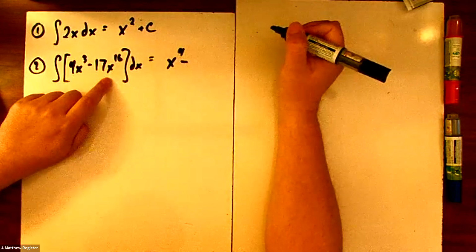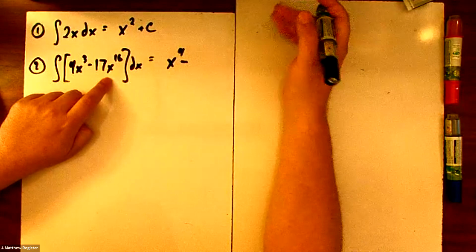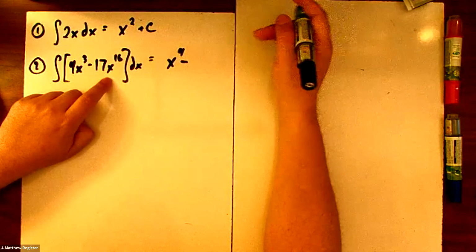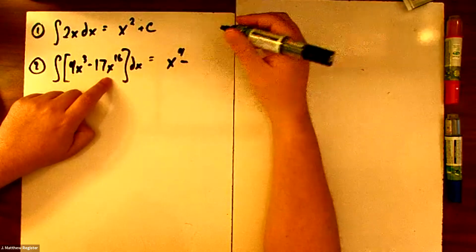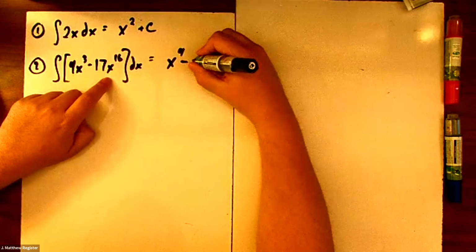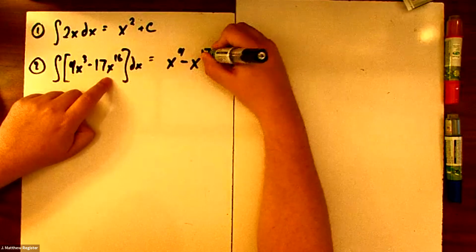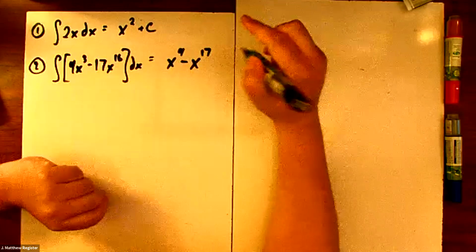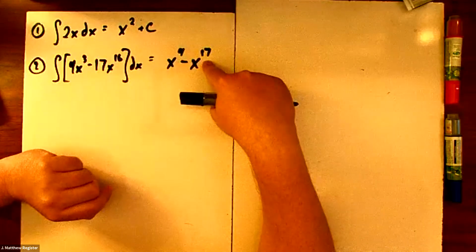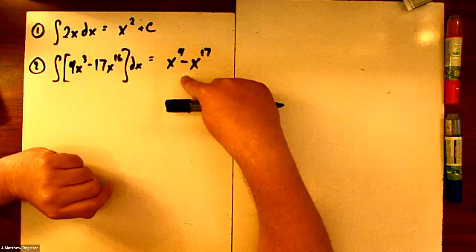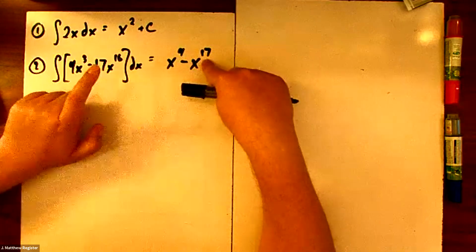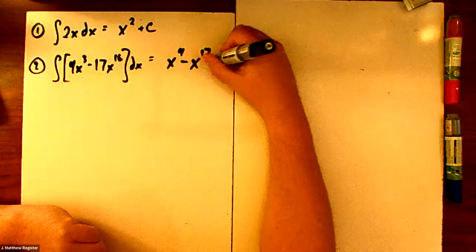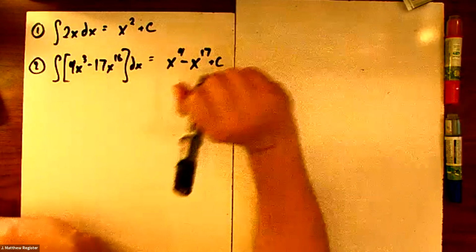For this one, same thing. If we were to take the derivative, we'd be subtracting the exponent by 1. But we're doing the antiderivative. And so we would want to add 1 to that exponent. And double checking the derivative of x to the 17th, the 17 would come down, give x to the 16th. Plus c.